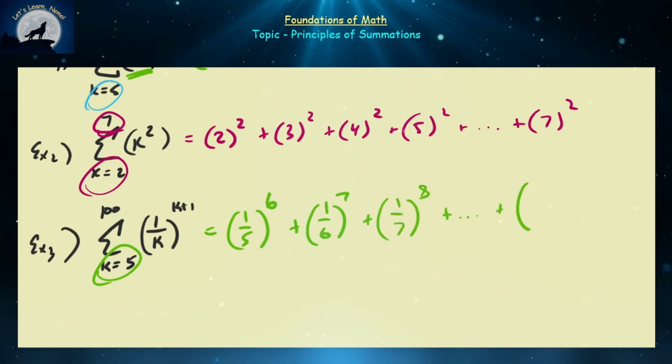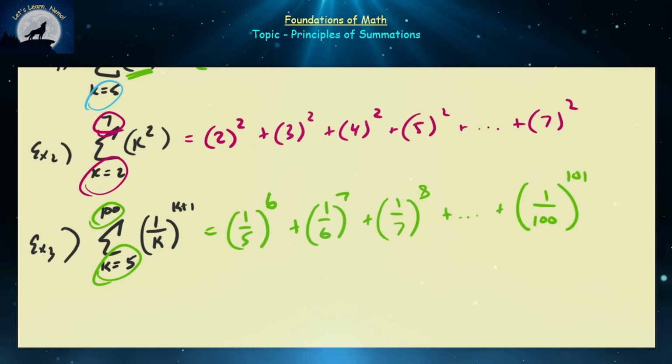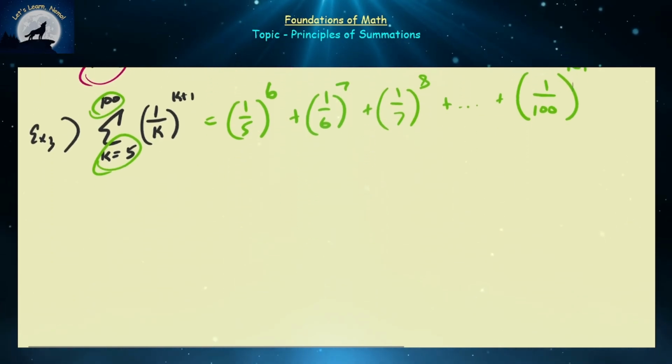And that's going to continue all the way down to the last value that k is going to be 100. So this would be 1 over 100 to the power of 100 plus 1, which is going to be 101. And then it would just evaluate what that sum would be, and that would be the value of that particular term.